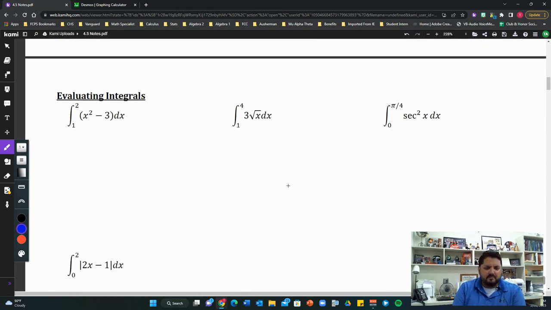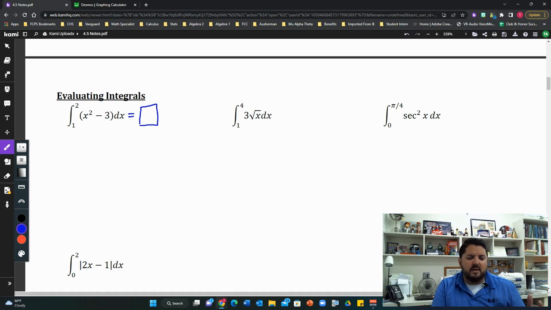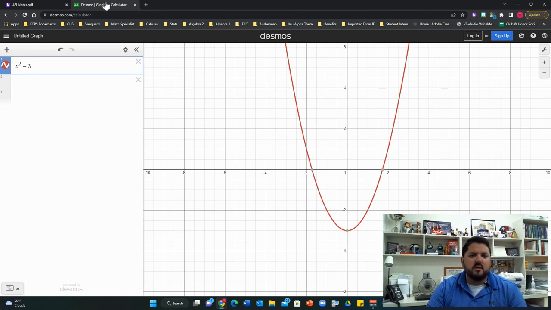So let's try some. First one here, I want to take the integral from 1 to 2 of the function x squared minus 3 dx. In the simplest terms, this integral is equal to some number, and to evaluate that number, I have to understand that it's really equal to the area under the function x squared minus 3 from 1 to 2. I tried sketching this once, had to delete the video because of how bad I drew it. So let's use Desmos.